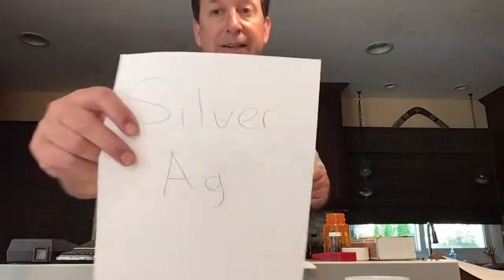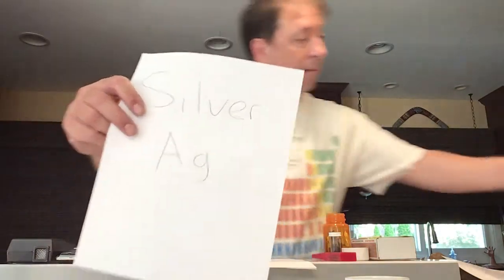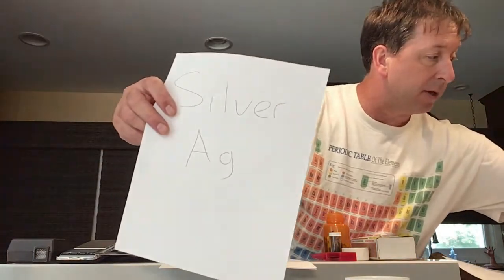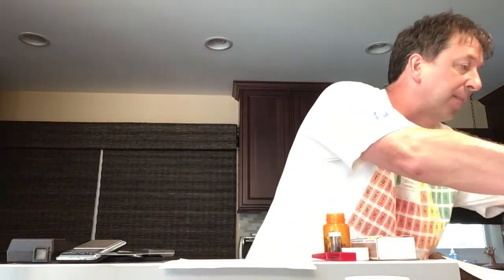Silver is our next substance. The symbol for silver is confused with gold often. Silver is Ag, coming from the Latin name argentum. And we know we have silver. The most common spot you would find silver is silverware.